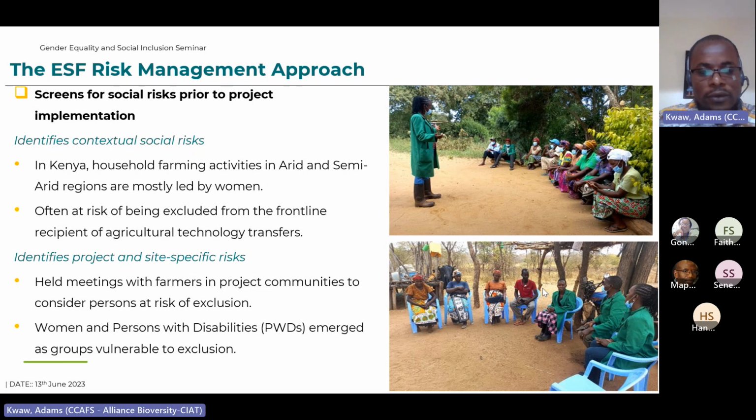And in the case of Kenya, when we did a context assessment, we realized that in the arid and semi-arid regions where most of the project interventions are being implemented, it is women who mostly lead and coordinate household level farming activities. But yet, this is a group of people that are mostly at risk of being excluded from demonstration activities and from learning on innovations and technologies being promoted by research institutions and government.